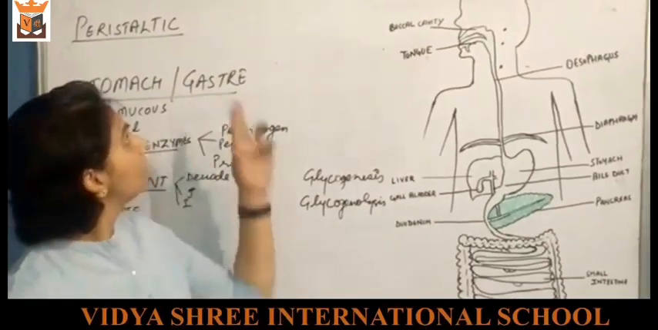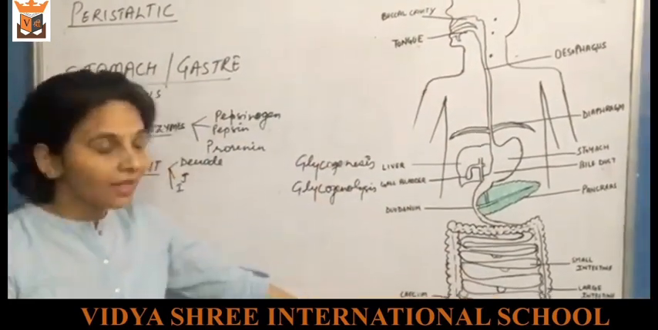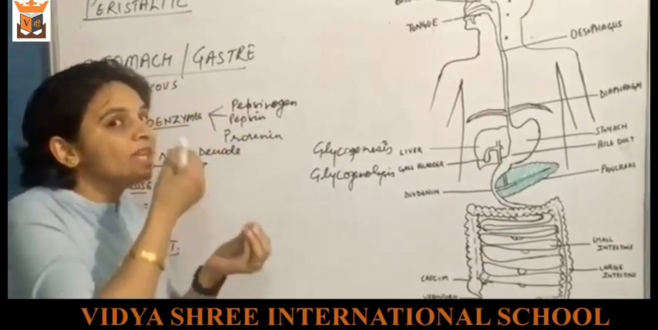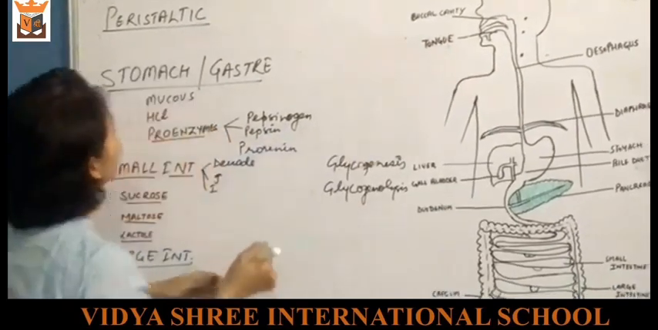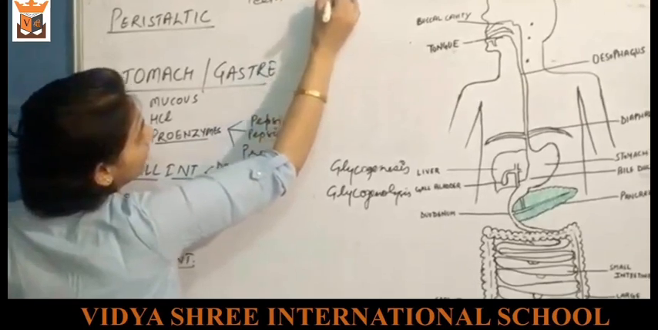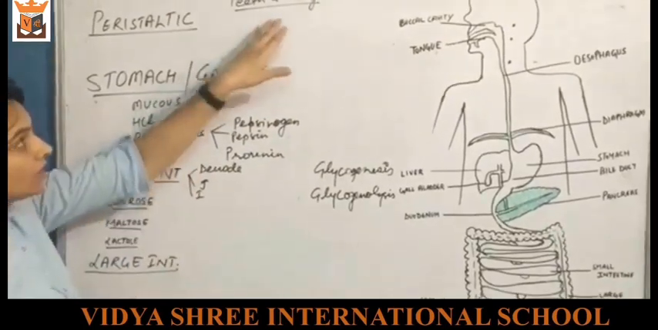Today we will do digestion in humans. This is called the alimentary canal. The alimentary canal runs from mouth to anus. So it starts, we ingest food, it starts from the buccal cavity where teeth and tongue are there. We have already done the types and functions of teeth and tongue.